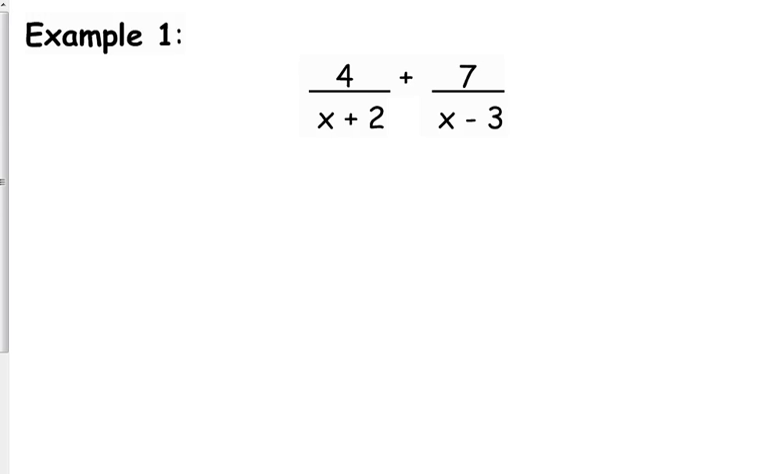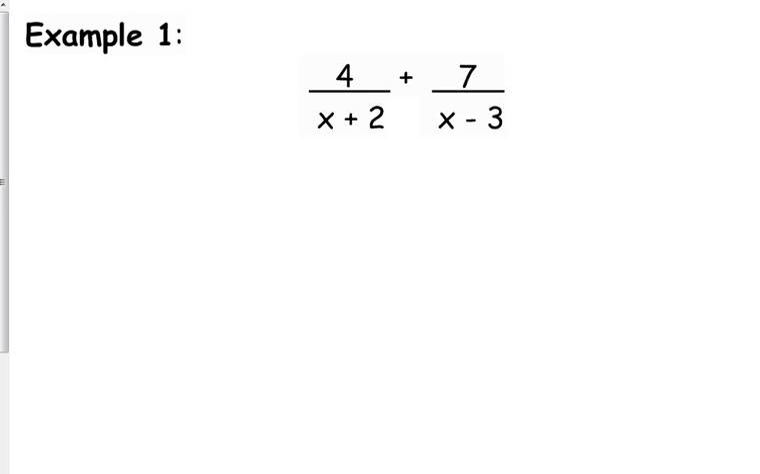We want to add 4 over x plus 2 plus 7 over x minus 3. We want to put those together. Now, this is one of the hardest things, I think, it can be difficult to get across. You've got to figure out, well, what is this denominator missing that the other denominator has, and vice versa? Except these x's, they don't have those in common, okay?